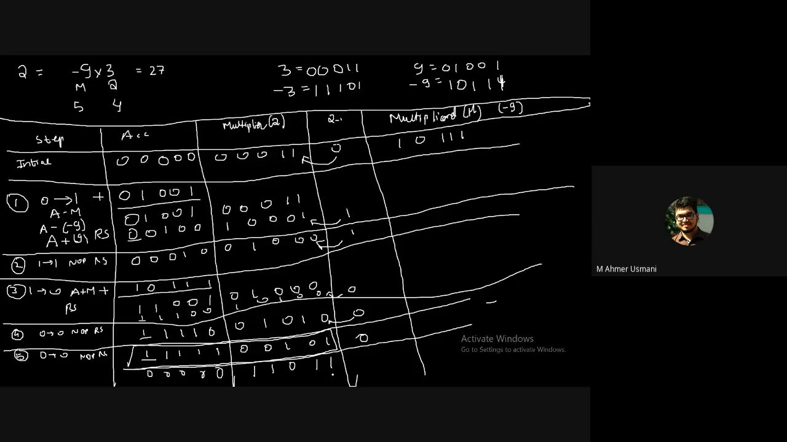So what is this number? This is 1. This is 2. This is 4. This is 8. This is 16. So 16 plus 8 plus 2 plus 1. What is the answer? 16 plus 8 is 24, plus 2 is 26, plus 1 is 27. We get 27. And the number was negative, so it is minus 27. Is that clear?